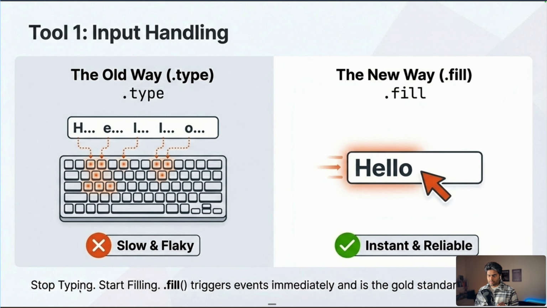So you basically stop typing and start filling with .fill. It triggers the event immediately, and it's a golden standard for filling the text boxes. So that's the new way with Playwright. It won't type, it just copies the text and puts it there.